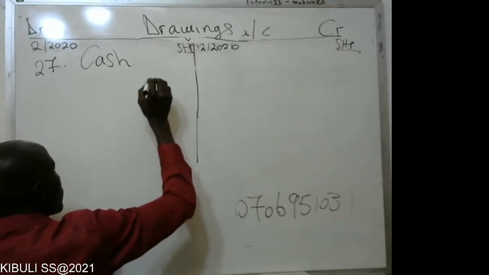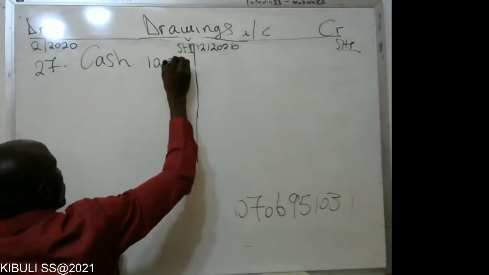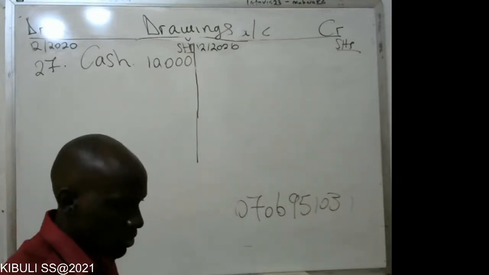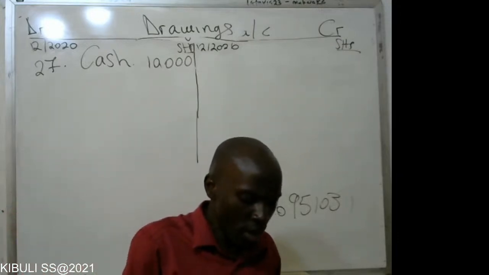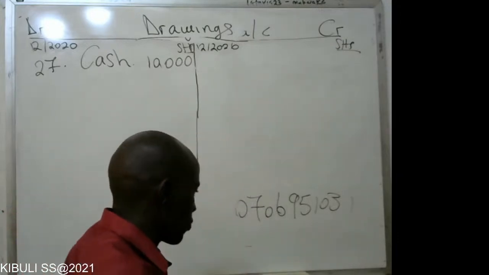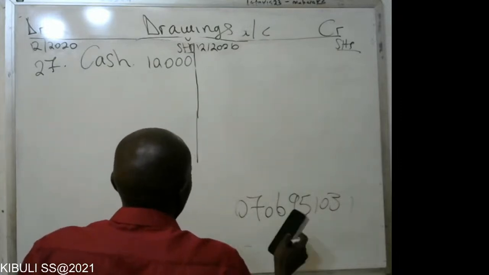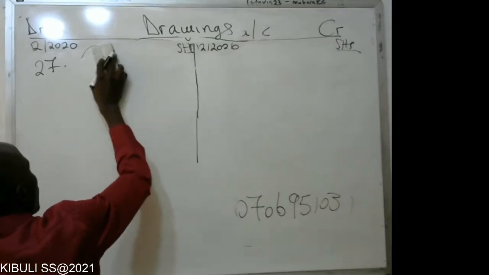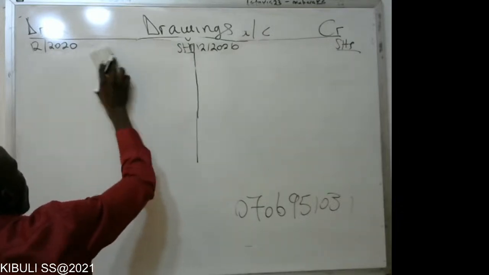It was 10,000, not 25. It was 10,000. So any other transaction to record? No. So you can also proceed and balance off the drawings account.